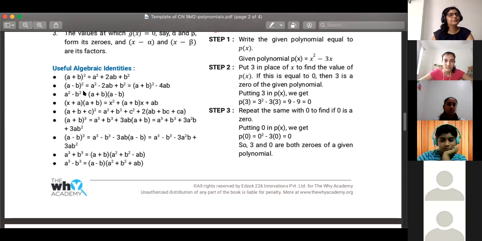First three of them you all must be very, very familiar with. So expansion of (a plus b) whole square is a square plus 2ab plus b square. It is not equal to a square plus b square, so just be careful about that. So (a minus b) whole square is the same thing, just that this becomes minus 2ab. a square minus b square is (a plus b) into (a minus b).